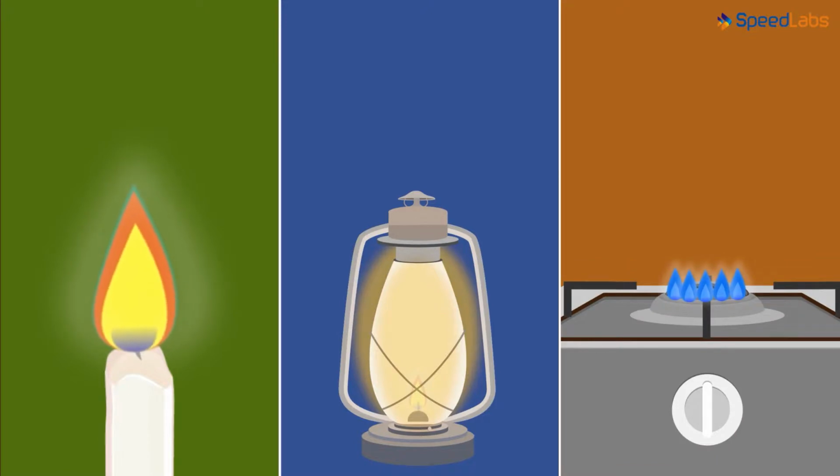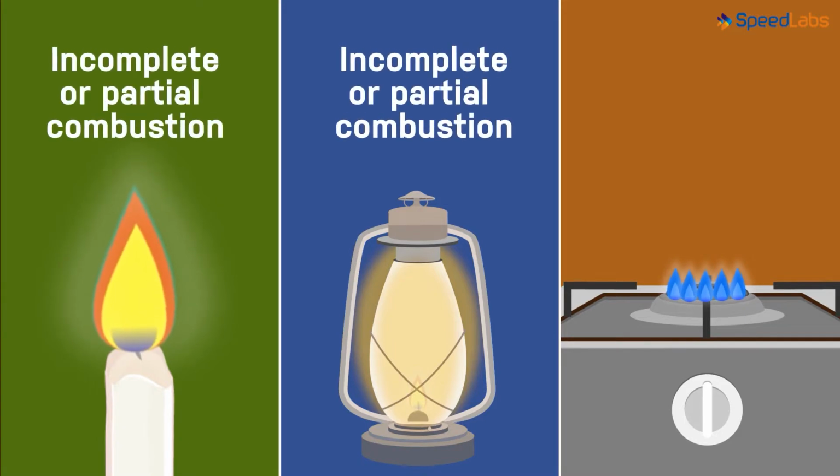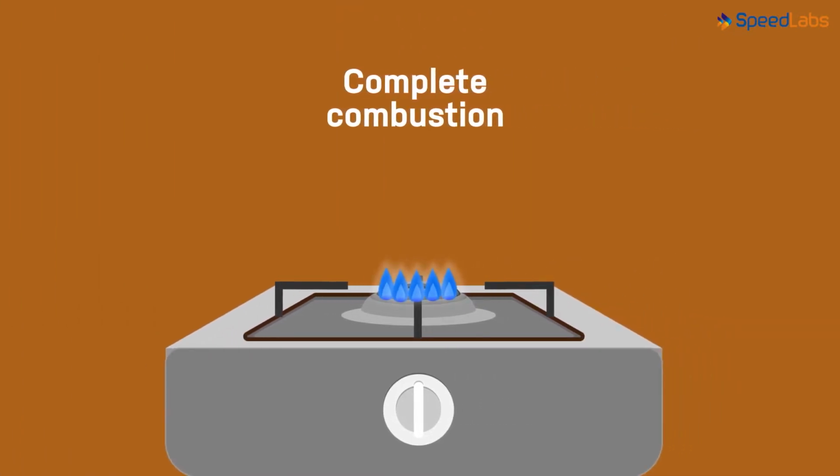In the case of a candle and an oil lamp, we usually find that the small region near the wick burns with a blue flame, while this region gives a yellow flame. This is because of the incomplete or partial combustion at this region. However, in the case of a gas stove, the flame is blue throughout. And what's the reason for this? Yes, it is the complete combustion of the gas which occurs in a uniform way. Due to the complete combustion process, the flame appears blue throughout.